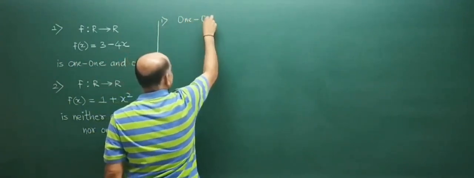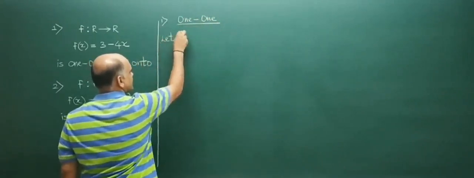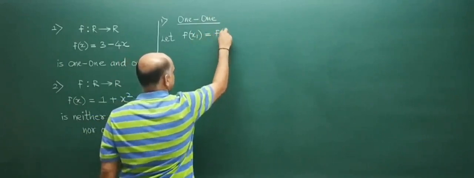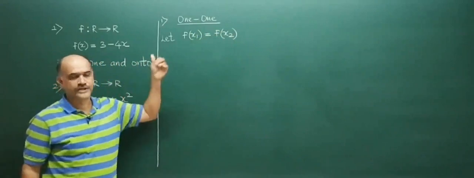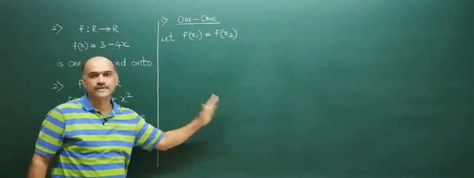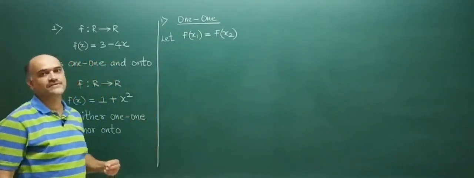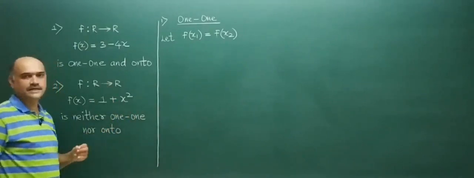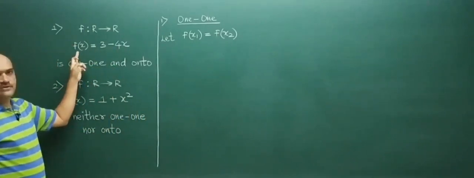To prove that the given function is one-one, first we let f of x1 is equal to f of x2. Then go on solving. Finally you should get x1 is equal to x2. Then it is one-one. If you are getting x1 is equal to plus or minus x2 or more than one value, then it is not one-one.